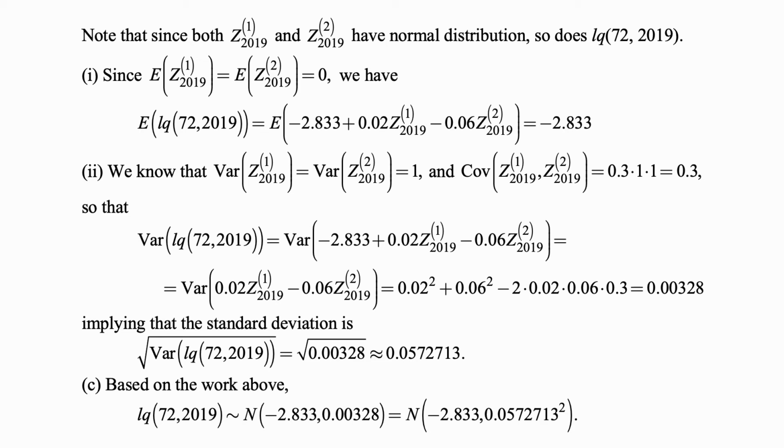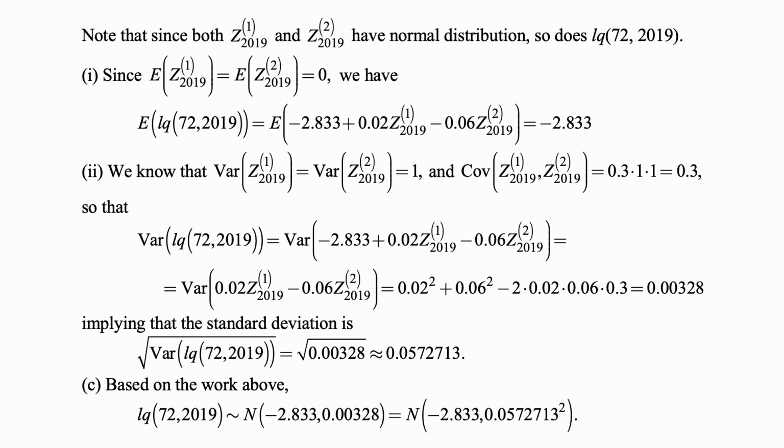That's equal to 0.02 squared times 1, which is the variance of Z 2019-1, so it's just 0.02 squared, plus 0.06 squared, and a plus because you square it, so it's really negative 0.06 squared, but that's the same as 0.06 squared, minus 2 covariances, multiplied by the coefficients of 0.02 and 0.06. Now the minus actually comes from this negative 0.06, whichever way you look at it. This is minus 2 times 0.02 times 0.06 times 0.3 we derived a moment ago for the covariance.